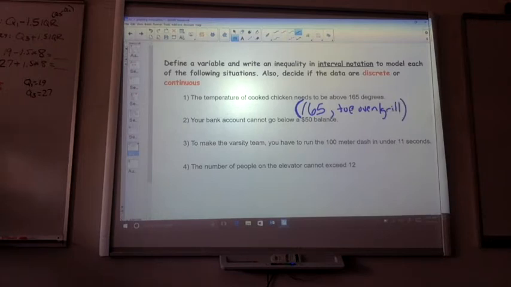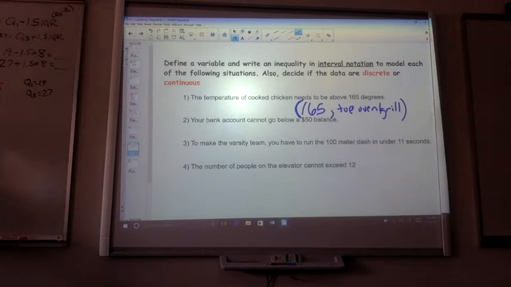Is that okay? I know that seems like a dorky thing to say, but we can't say that we can get the chicken to an infinite temperature. It'd never happen. There's going to be a certain point. Yeah, I'd say that. Heck yeah, I would. Your bank account cannot go below a $50 balance.